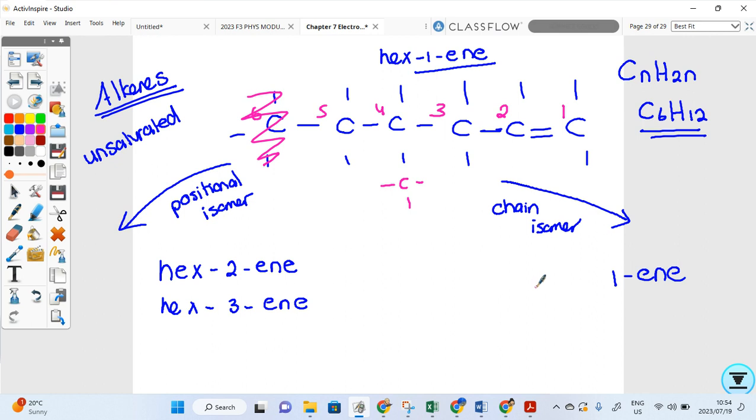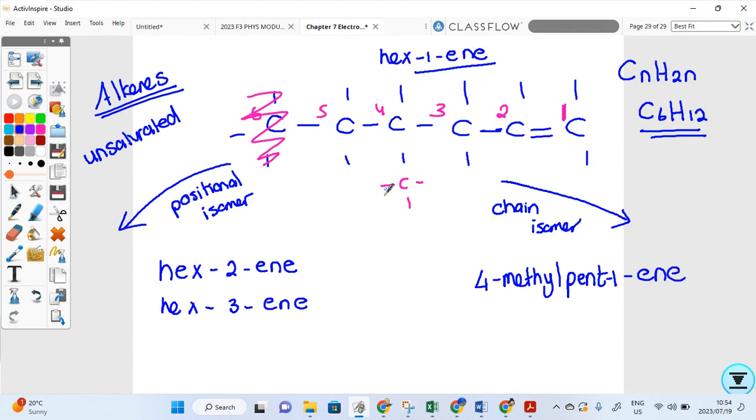2-methyl. You said 2-methyl. No, it's 4. We still start counting from the double bond, guys. Functional groups take preference to side chains. So I'm still going to start here at the 1. So for the name, it's going to be 4-methyl. And then? Pent-1-ene.